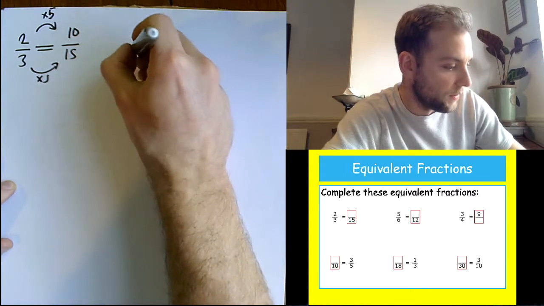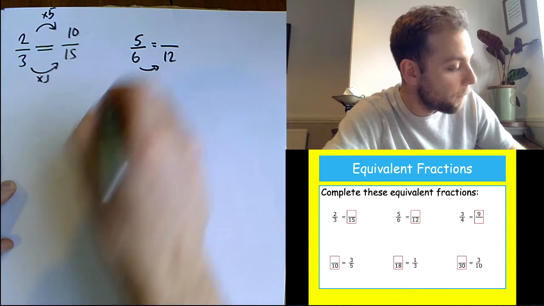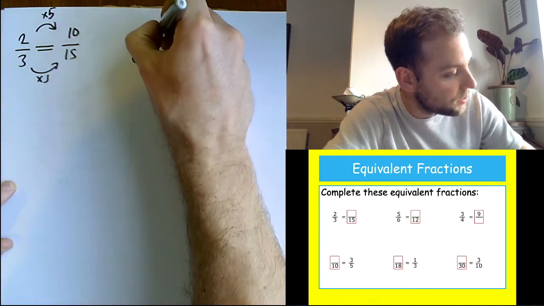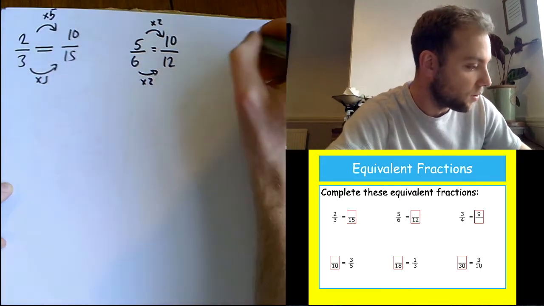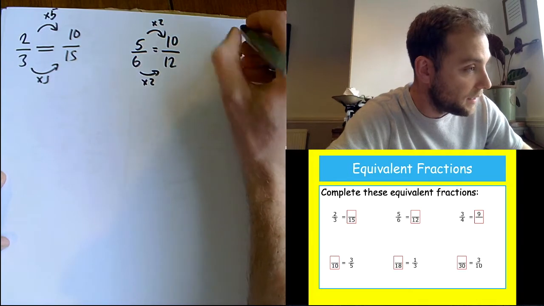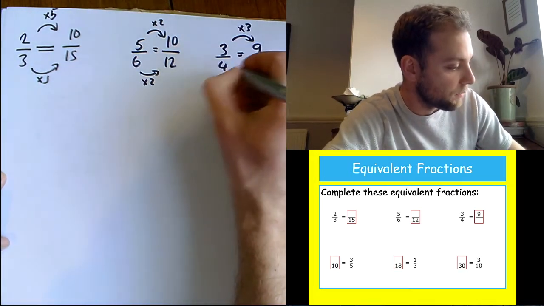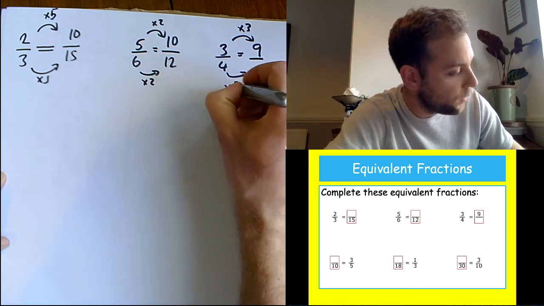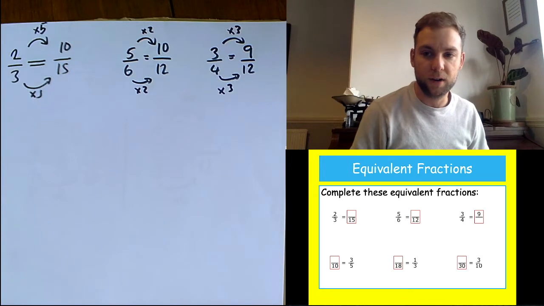Here we've got 5 over 6. I want my numerator to be 12, so I need to times that one by 2, so I need to times the top by 2, which is going to be 10 over 12. Here I've got 3 over 4. I want my numerator to be equal to 9, so times that by 3, so I must times the bottom by 3, so the equivalent fraction here, 9 over 12, is equal to 3 over 4. So that's those top 3.